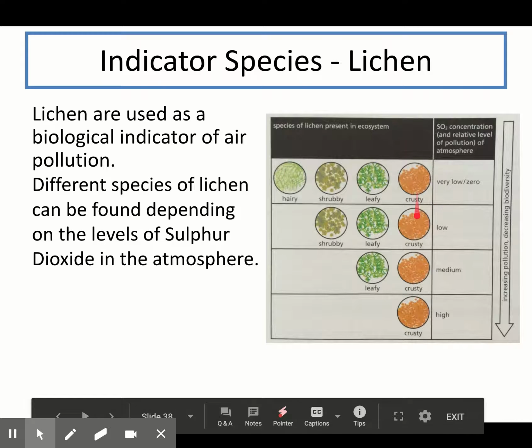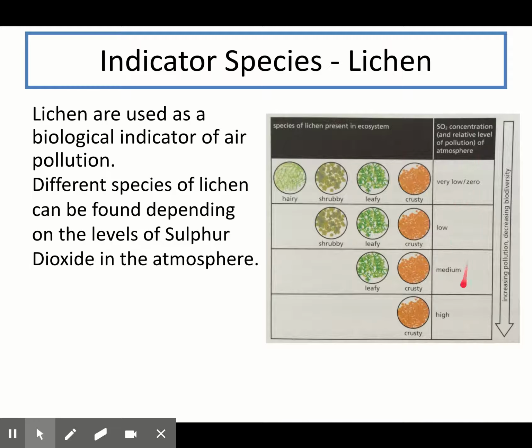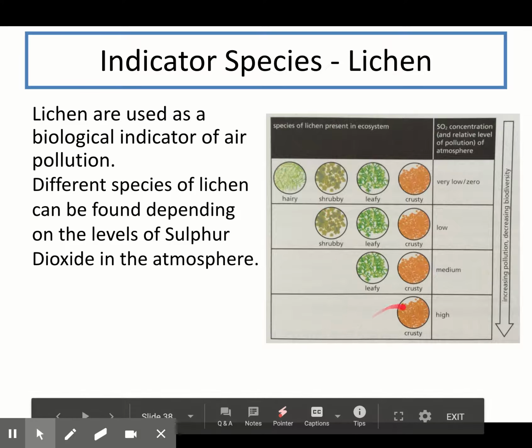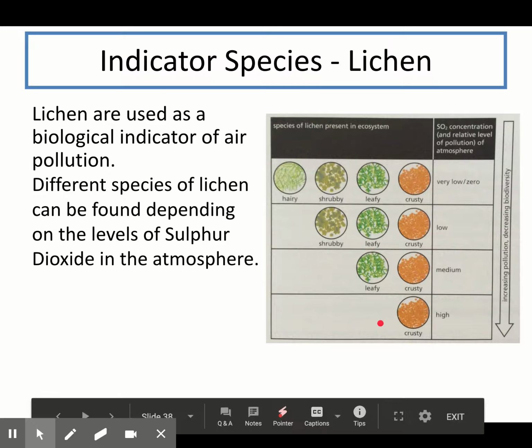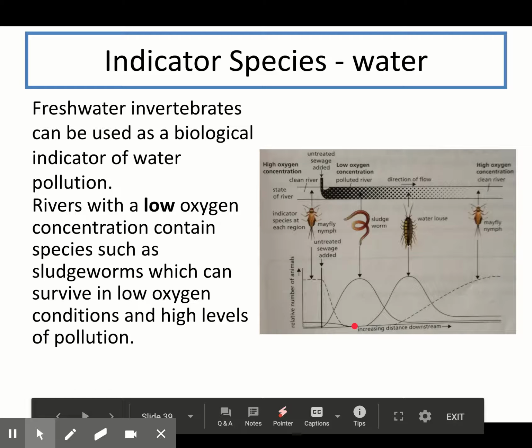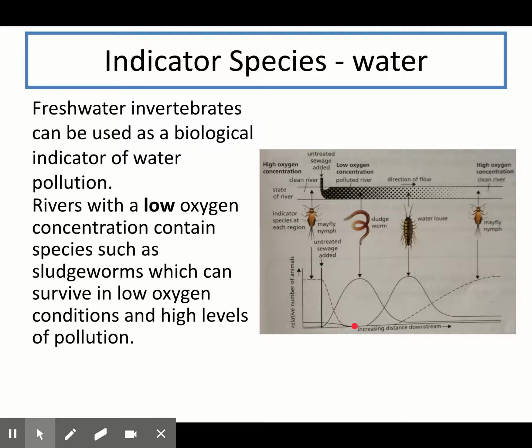So if we just saw a crusty lichen, we wouldn't be able to tell which level of pollution it was. However, because we are missing the leafy, shrubby, and hairy from this one, I can tell that it's an area of high air pollution. If I look around the trees and I can see all 4 of my species of lichen, then I know that the pollution level is really low. So presence or absence of these indicator species will tell us about the environmental quality or the level of pollution in those areas. Now, lichen aren't found underwater. So with water, you can use freshwater invertebrates as a biological indicator of water pollution.